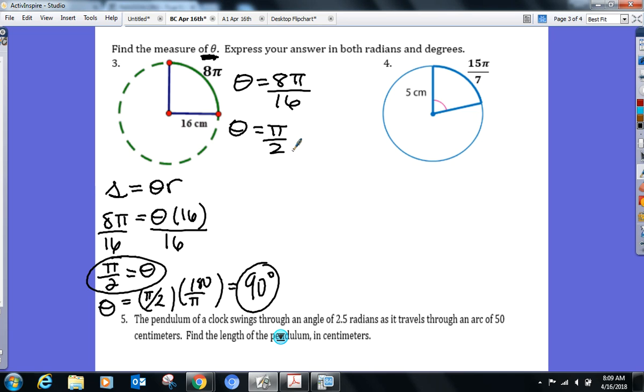That's because it says express your answer in both radians, pi over 2, and degrees. So Friday, we had a conversion that went from radians to degrees. That was on the formula sheet, and that conversion was 180 over pi. We okay now? Okay. Anybody else?